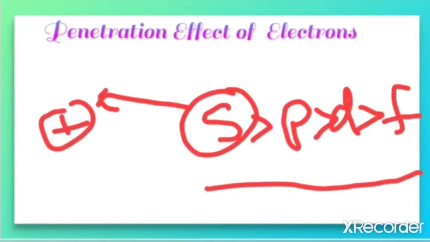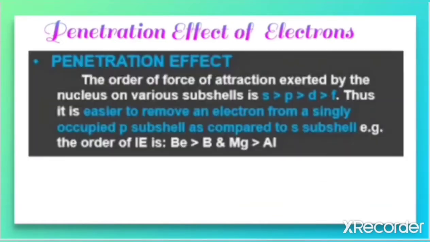Since the probability of finding an s electron is closer to the nucleus, the s electrons are difficult to remove. So the order of force of attraction exerted by the nucleus on the various subshells is s greater than p, then d and f. Since s electrons are found closer to the nucleus, these electrons are difficult to remove. So the s electrons experience greater force of attraction by the nucleus than the p, then the d and then the f. Thus, it is easier to remove the electron of f, then d, then p, then s. That means the removal of an s electron is the most difficult. This is called the penetration effect.